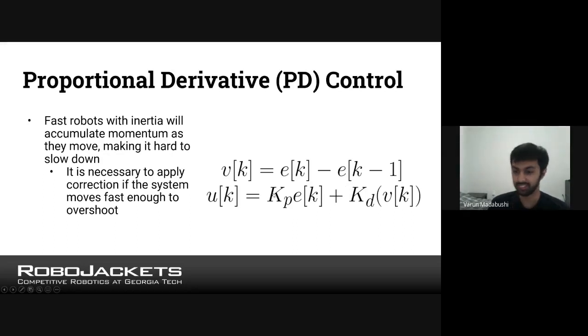We use both the error and the derivative of the error. That way, if the error is decreasing very fast, this is going to be a negative number, and it's going to decrease overall the power that's being applied.